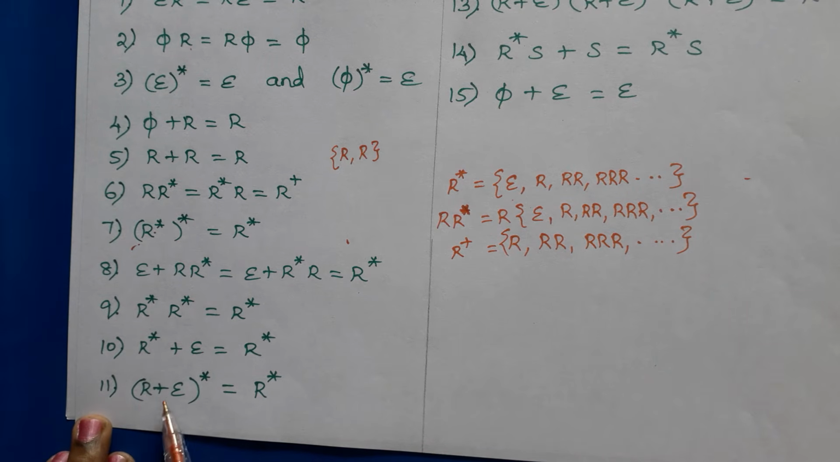Then the next one is R plus epsilon star. R plus epsilon star means any number of R and epsilon to the power star. So we will get epsilon and all combinations of R's. So we can simply write it as R star.